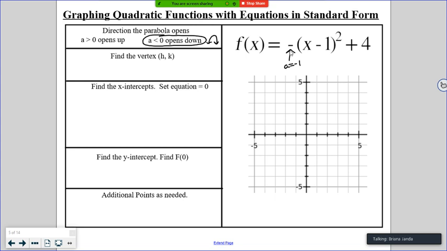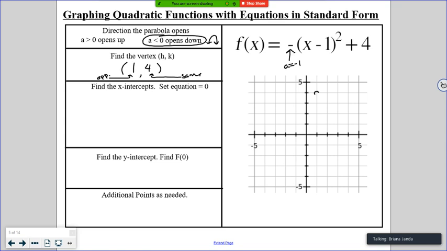Then we move to our vertex. From standard form, your vertex should be easy to identify. It is just going to be picking out numbers from our equation. Remember, H is always opposite of the sign we see in our equation. So if I see a -1, our H is actually 1. K will be the same sign as what we see in the equation, so it'd be a +4. We will graph that in our picture.